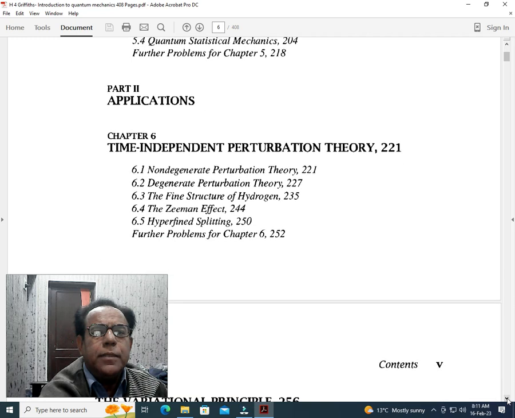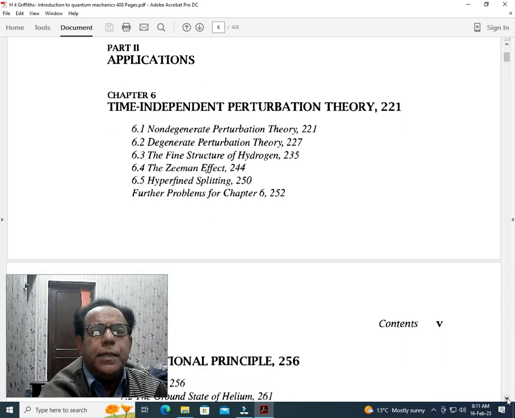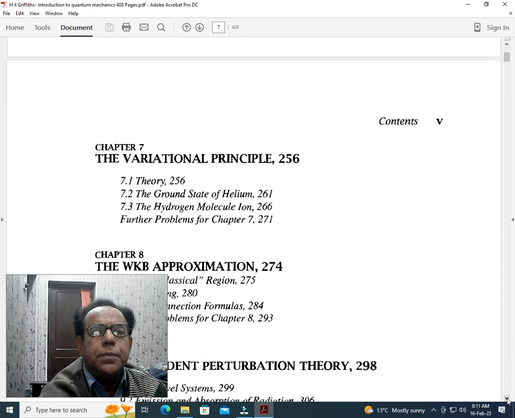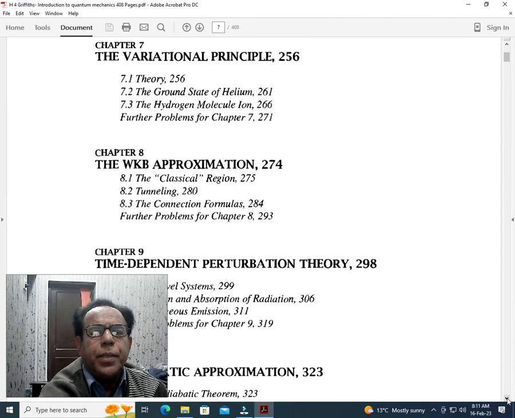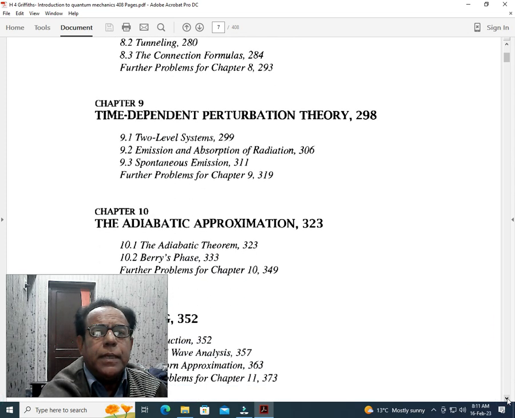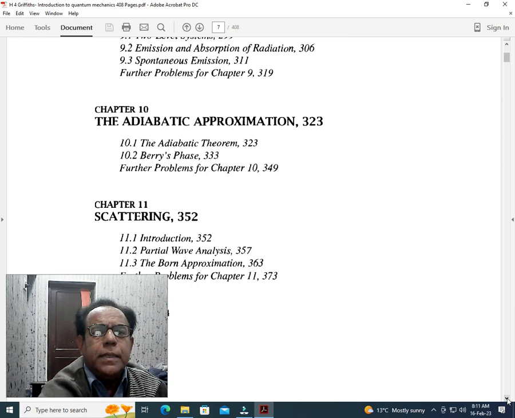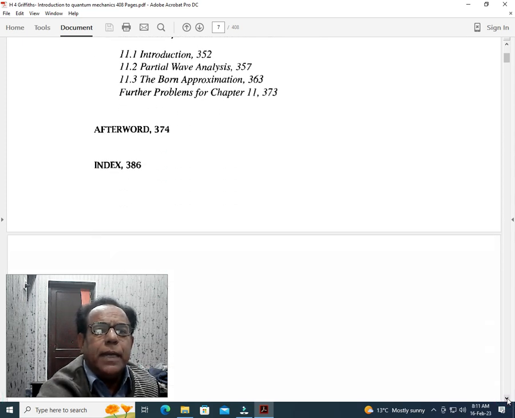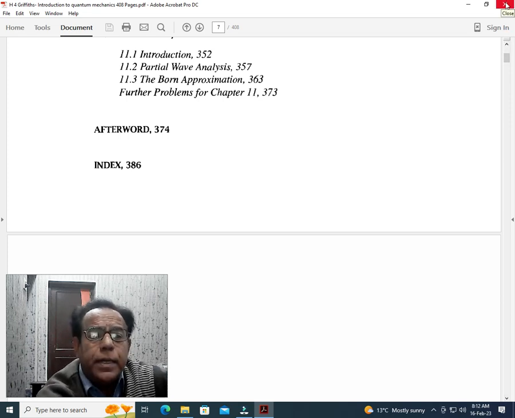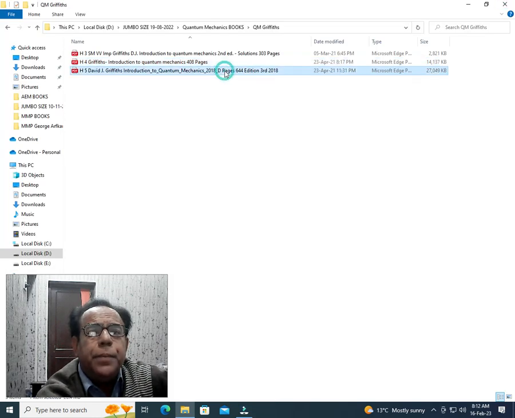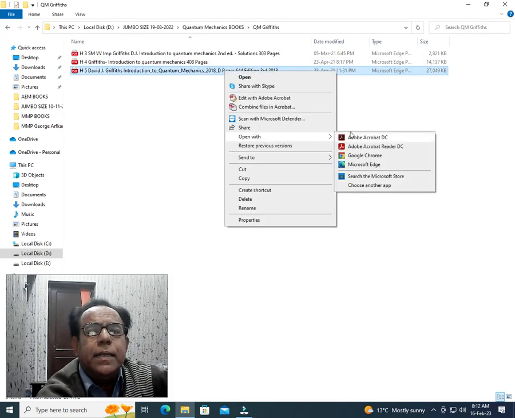Part 2, applications. Chapter number 6, time independent perturbation theory. Chapter number 7, the variational principles. Chapter number 8, the WKB approximation. Chapter number 9, time dependent perturbation theory. Chapter number 10, the adiabatic approximation at page number 323. Chapter number 11, scattering, and index is given at page 386. Okay, this is the older edition of this book. Okay, now we open the book which is the later edition of this book.